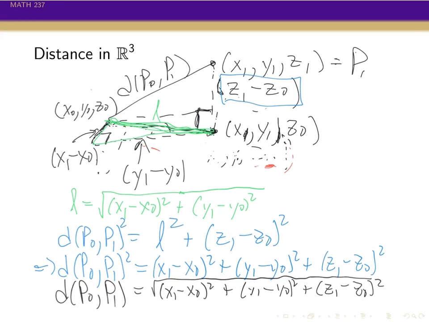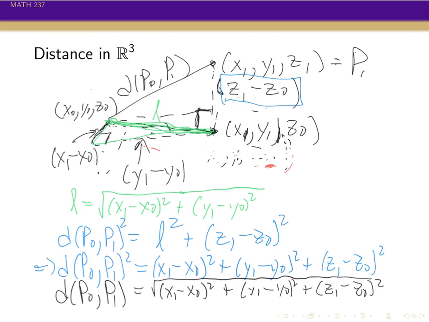Okay. And so you can see this follows the same pattern in R2. Just when we add in that extra coordinate, the difference between the z's gets stuck in. You take the difference between the z's, you square it, and stick it in underneath the square root with the difference between the x coordinates and the y coordinates. And that's going to be how we do our distance in R3.